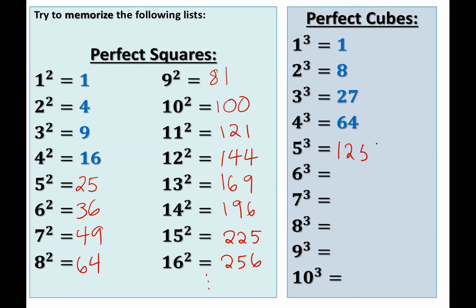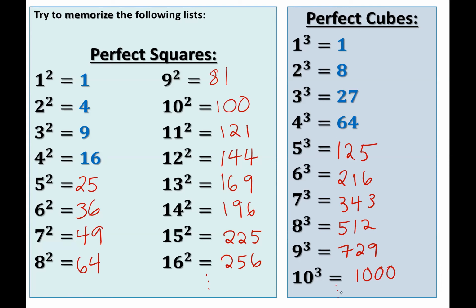125. 6 cubed, that's 216. 6 times 6 times 6. 7 cubed, 343. 8 cubed is 512. 9 cubed is 729. 10 cubed is 1,000. And again, of course, this list goes on forever.